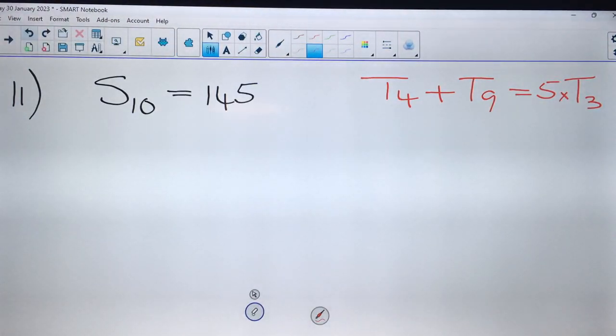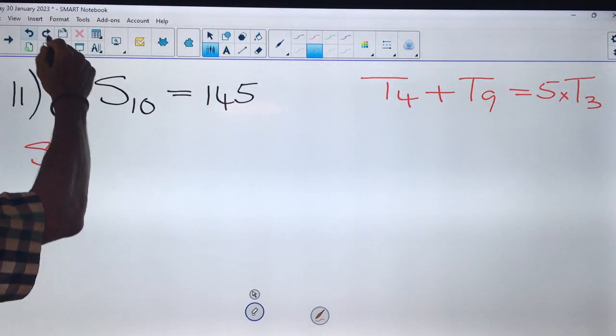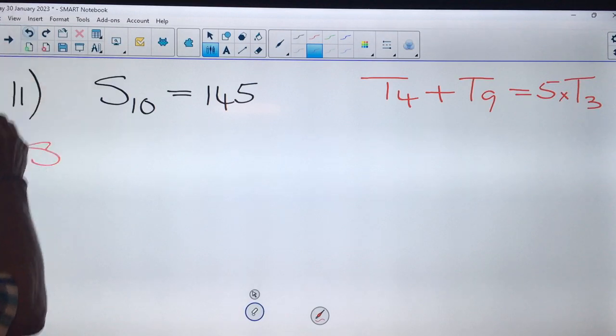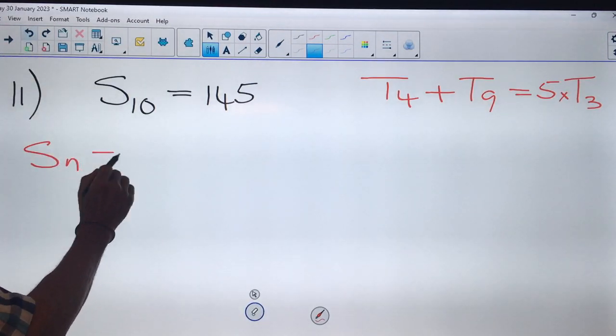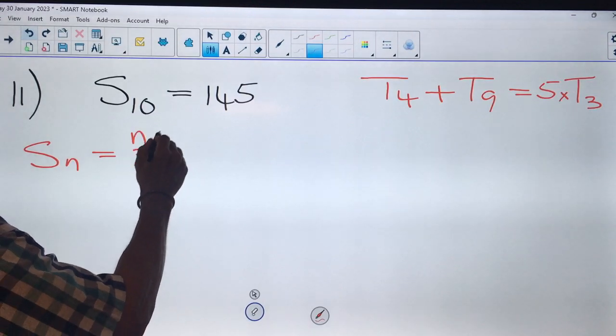So if you look at the words there and you look on the board, does it make sense? Yes. It says the fourth and the ninth terms is 5 times the third term. What formula do we have for the sum formula? Sn. I'm just going to write down the formulas here for now, especially for people who have not been here, not watching the video.